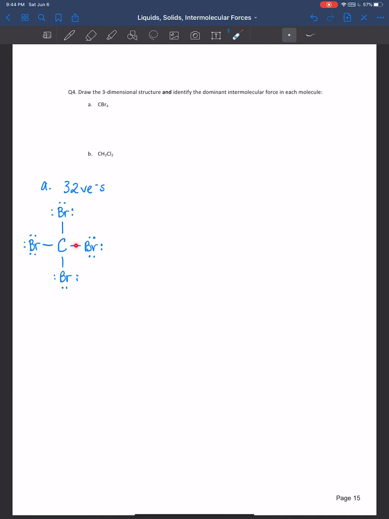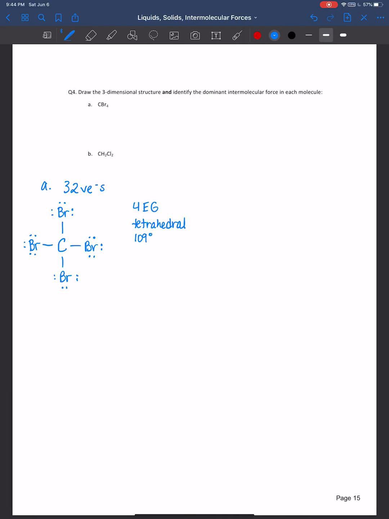Now, how many electron groups do I have attached to my central atom? Excellent, I have 4 electron groups, which means what is my electron pair geometry? Good, it is tetrahedral. And my molecular geometry is also what? Tetrahedral, very good. What's the bond angle? 109 degrees. Good.